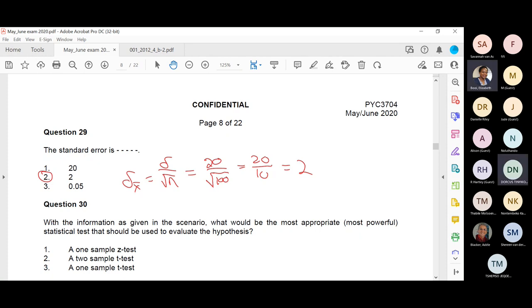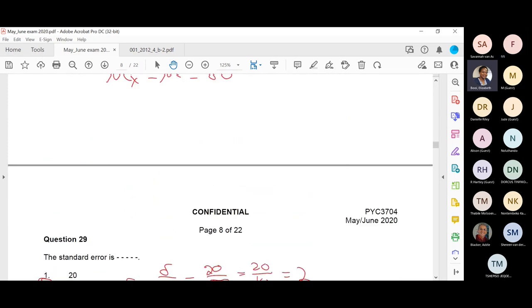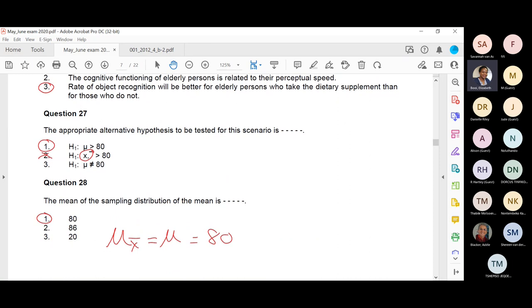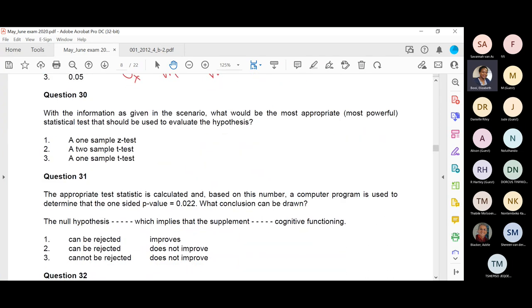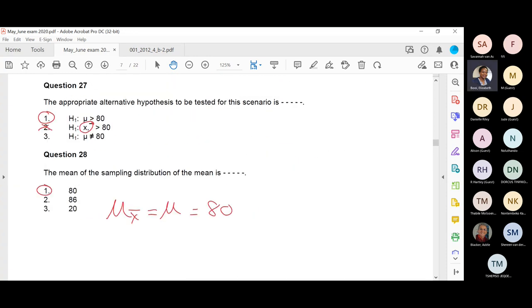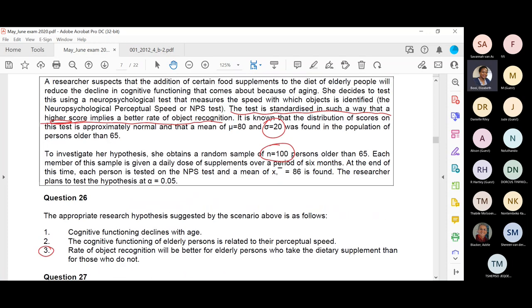With the information as given in this scenario, what would be the most appropriate statistical test that should be used to evaluate the hypothesis? One, is it a one sample Z test, two sample T test, or a one sample T test? Now, think about it. Go back to what you said. If in your alternative, you said it is option one, therefore anything that has two samples is out. So we eliminated that, because we said our hypothesis testing was greater than, right? That's what we said.